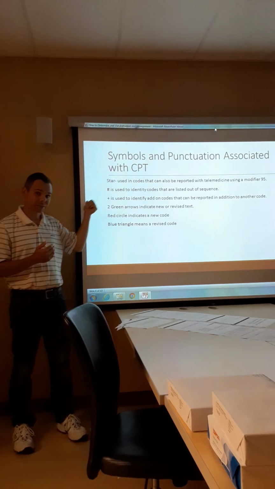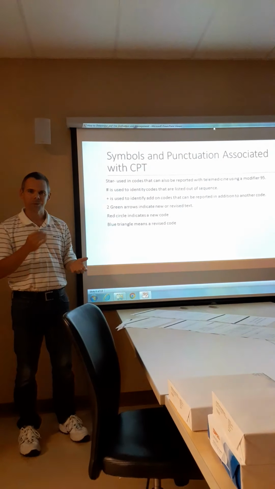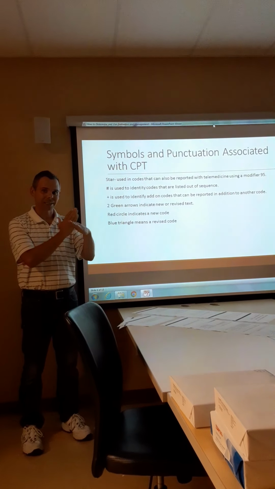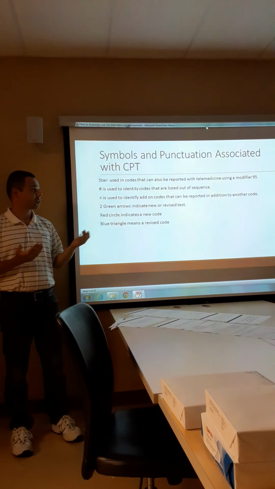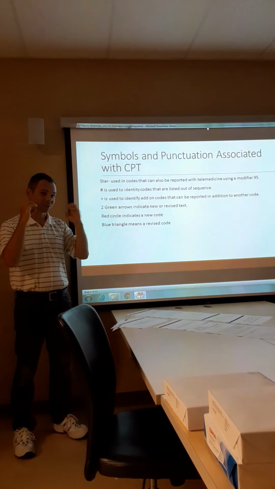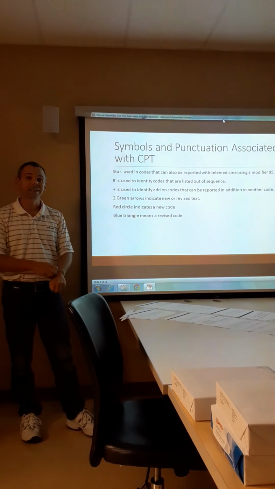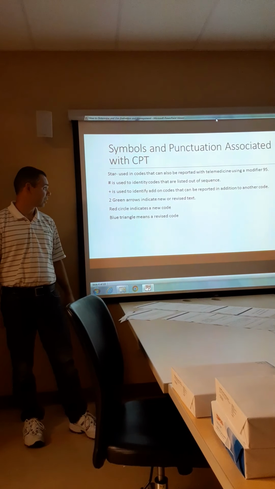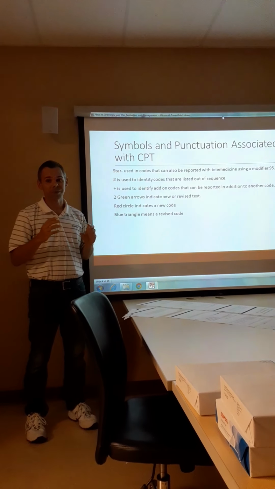A lot of times this plus symbol code is used with a code that stands for a certain block of time. We use a code to indicate that a doctor saw a patient for 60 minutes. And then underneath it is a plus and another code if the doctor needed to spend another 30 minutes and another after that. So that plus code is used for codes that can be added on. The 2 green arrows facing each other indicates revised text. The red circle indicates it's a brand new code. Like I said, there's a new book every year that the American Medical Association puts out. And that red circle will indicate it's a brand new code. And the blue triangle means that it's been revised. The text next to that code has been revised.